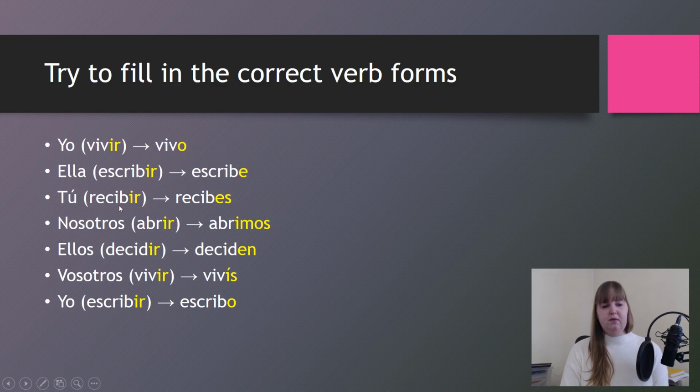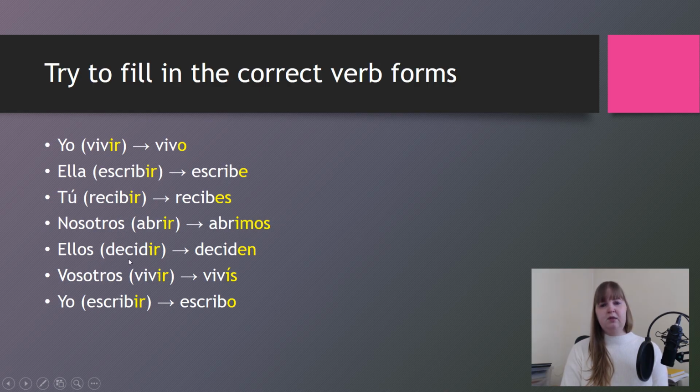Then tú and the verb recibir. So again, we have to remove the ending ir. Then we have the stem recib. And we have to add the new ending es. So the correct form is tú recibes. Then nosotros and the verb abrir. So again, we remove the ending ir. Then we have the stem abr. And we have to add the new ending imos. The correct form is nosotros abrimos.